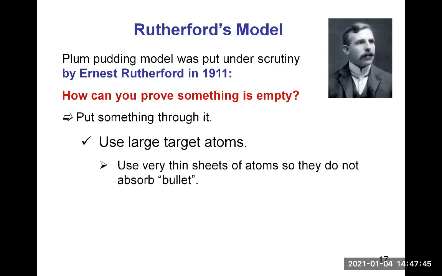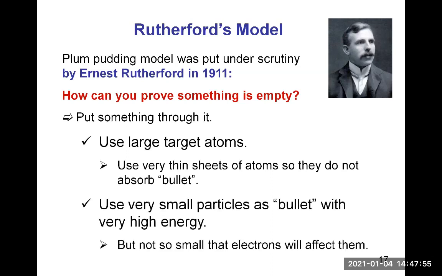And so use large target atoms, so very thin sheets of atoms, so they do not absorb the bullet. And then for bullets, use very small particles with very high energy, so that they would not be affected by the electrons. They would be small enough compared to an atom, but bigger and higher energy than the electrons.